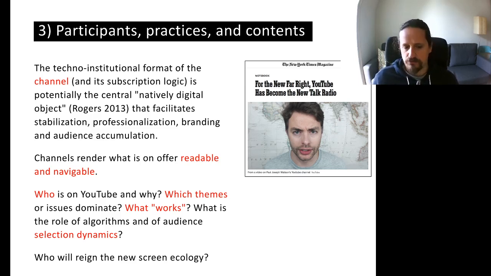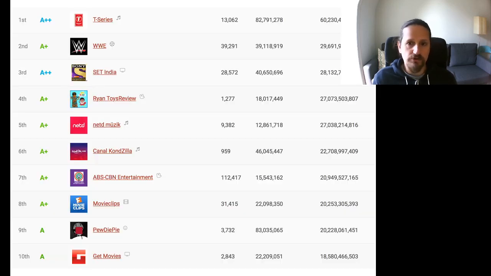Of course, then it's interesting to think about what is the role of maybe something like the recommendation system in driving that? So who dominates this new screen ecology, to come back to that term? This is really where we enter a little bit this domain of industry, media industry research that observes these processes and tries to describe who's on top. Who are the most subscribed to channels, the most viewed channels, what are they doing, how are they producing?